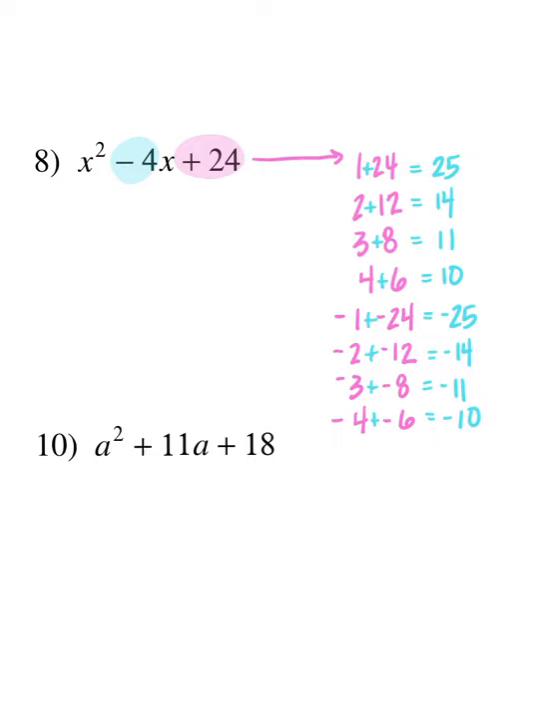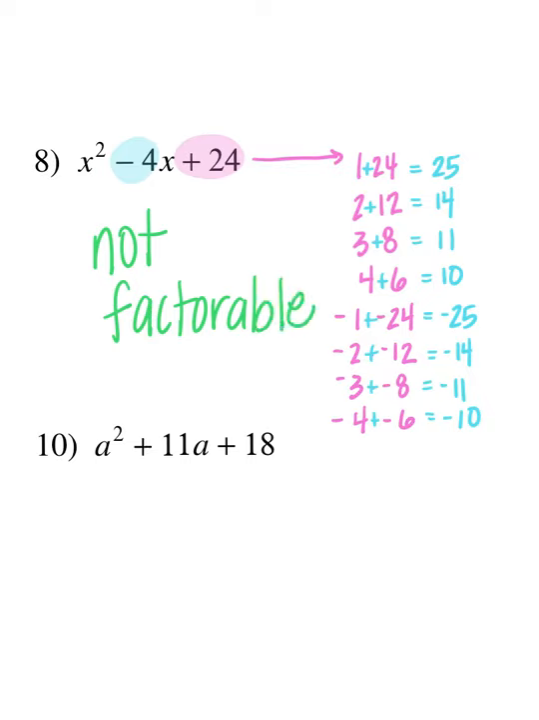So which two add up to give me negative 4? None of them do. So this expression is not factorable. We cannot factor this expression because there are no numbers that multiply to give me 24 and add up to negative 4.